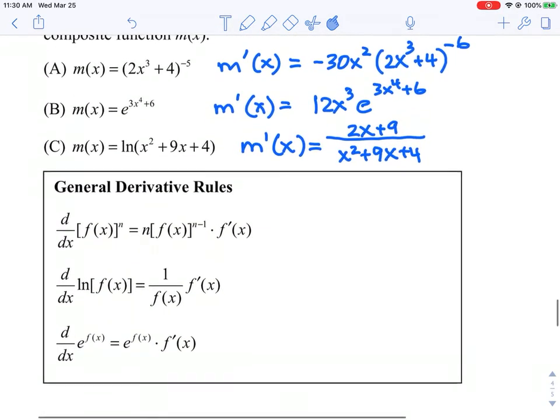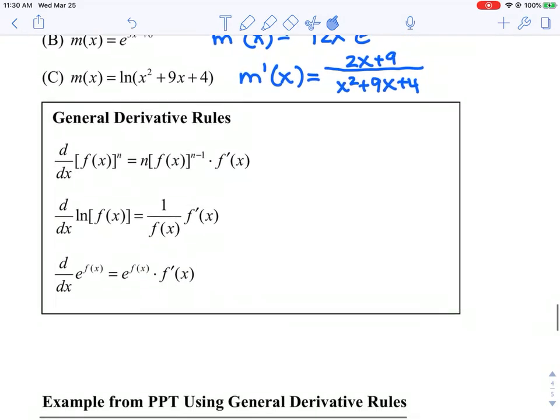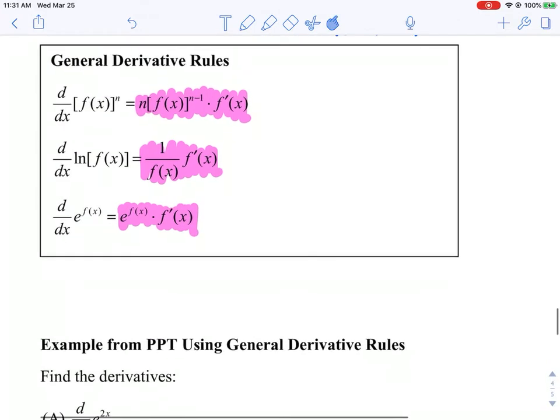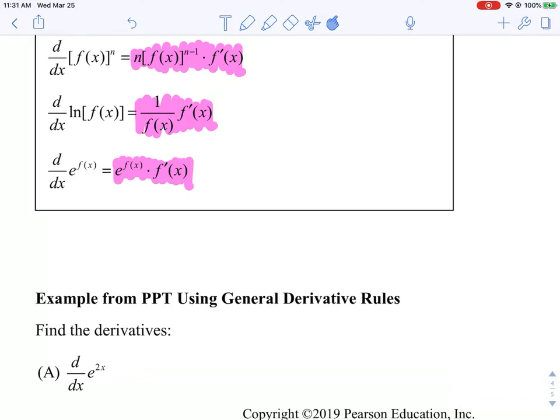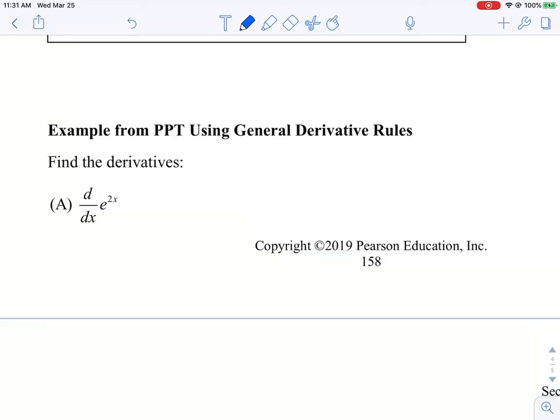So, general derivative rules are summarized there, where we just showed all of those. There's our general power rule, our derivative of natural log. It's 1 over the function times the derivative of the function, and the derivative of our exponentials. And let's go ahead and do a few more examples.